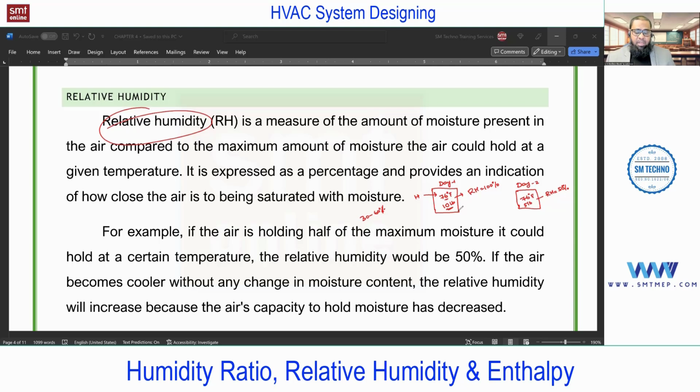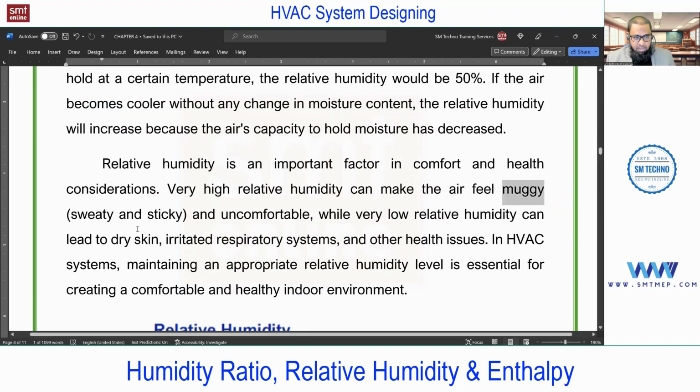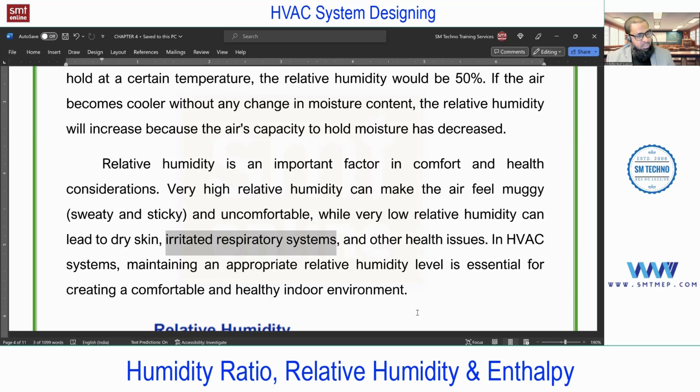If I'm feeling comfortable at 70 degree Fahrenheit, for that particular condition the humidity level should be between 30 and 60%, so that I will not feel dryness of the skin or sweat and stickiness, that muggy condition. And one more point: if the humidity level is above 60%, it will be sweaty and sticky, irritating to the respiratory system, and will even affect the breathing.